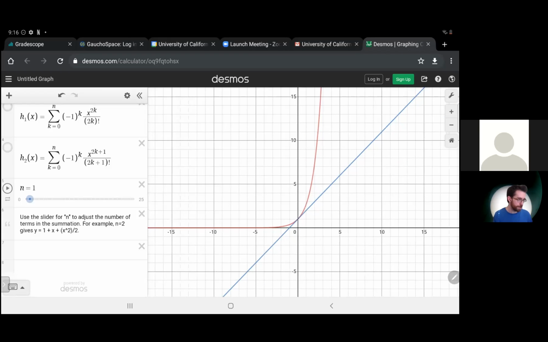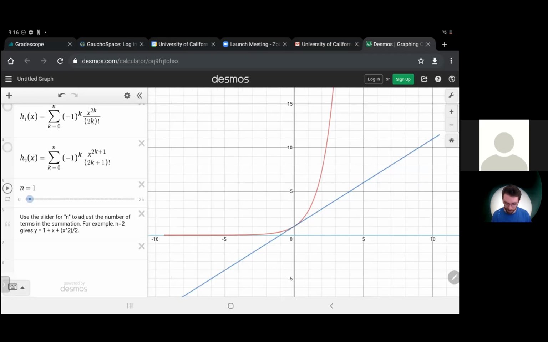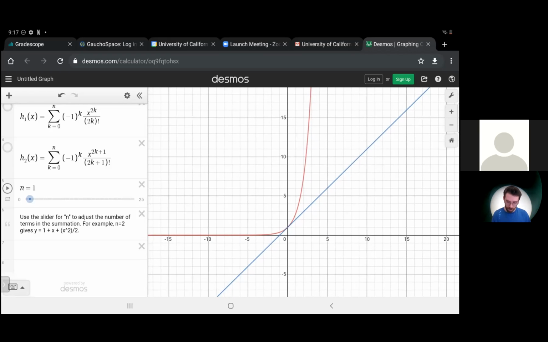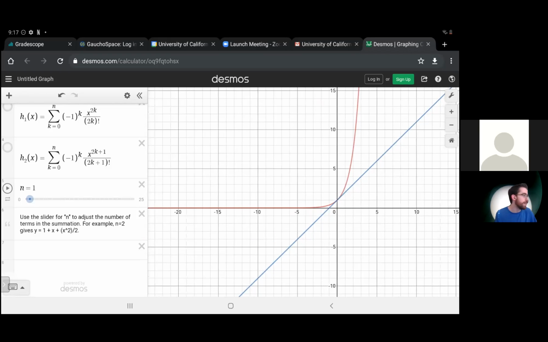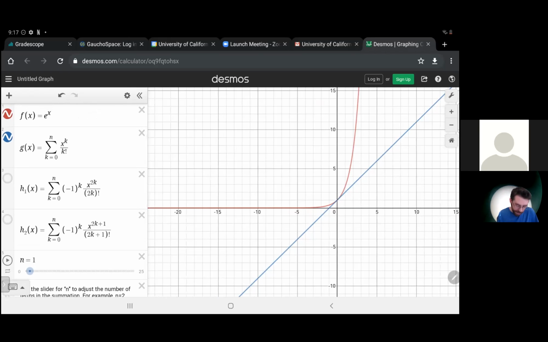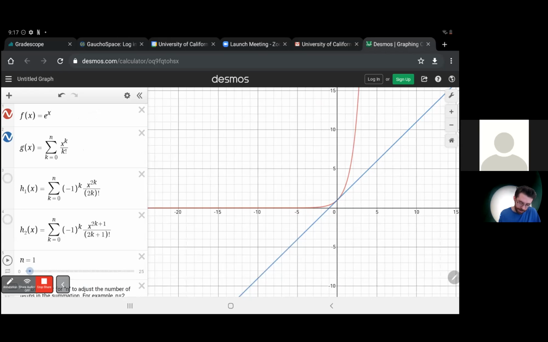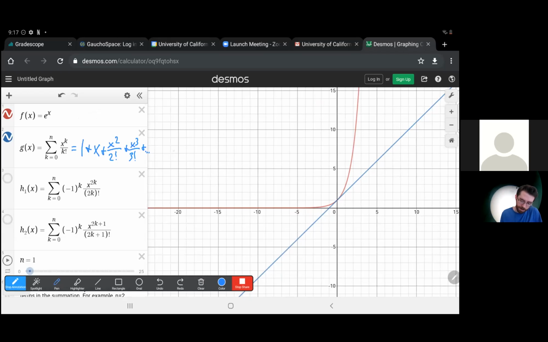For 1, it's a terrible approximation. It's just a line, but at least they agree at one point. Okay, good enough. So what that tells us is that this function is actually equal to e to the x in the limit. Okay, so dot, dot, dot, if you keep going, that equals e to the x, which should be mind-blowing.